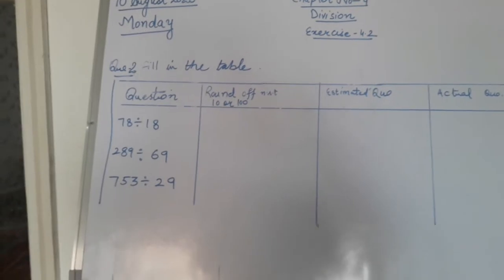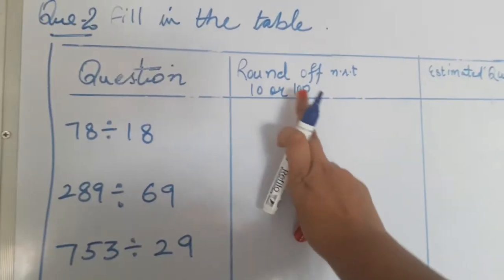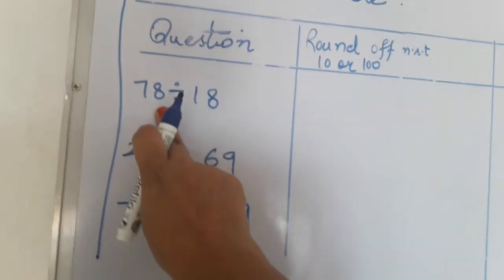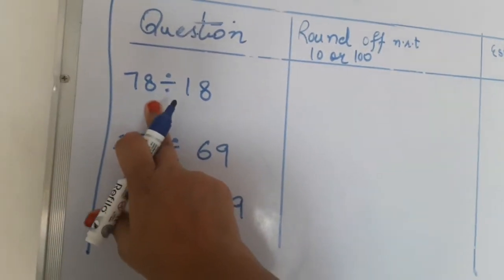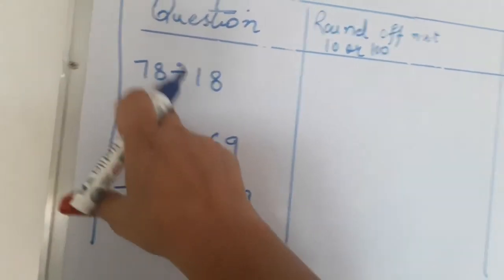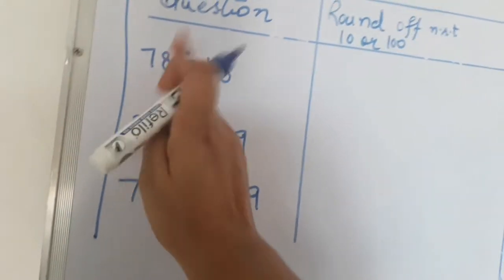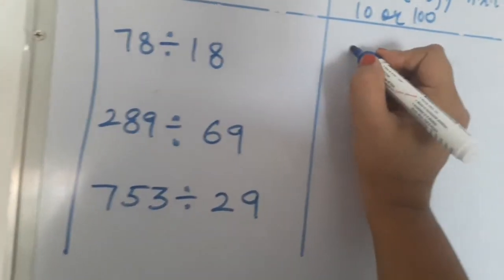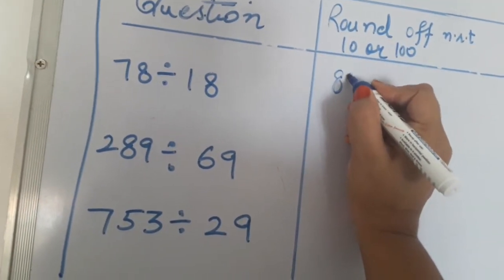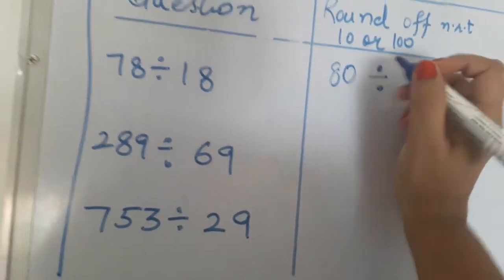Okay, now let us start the rounding off nearest to tens or 100. Now first is 78. Now it will round off nearest to tens. Now we will see the ones place. Ones place is greater than 5. If the place is greater than 5, then we will add 1 to the next place. It means I will add 1 to the tens place, it becomes 8, and 0 at the ones place.